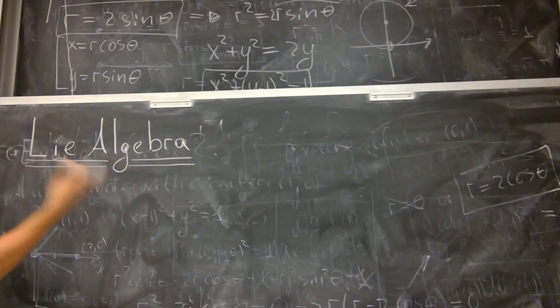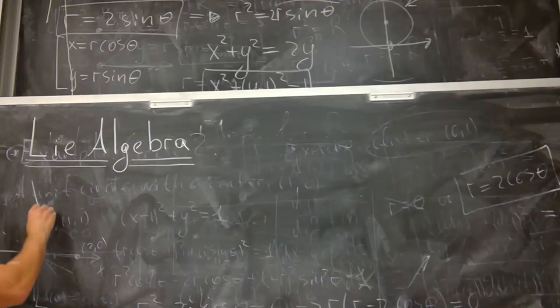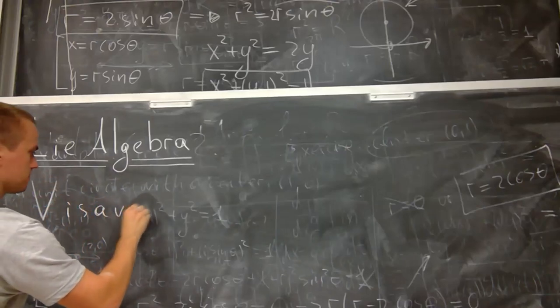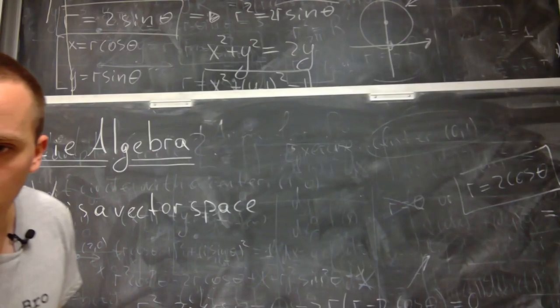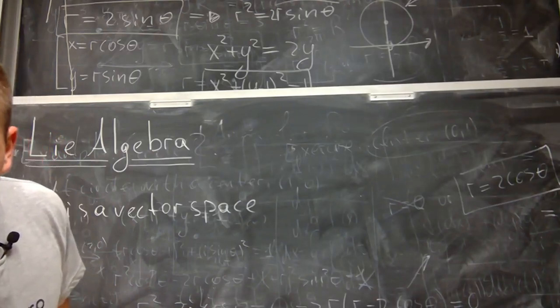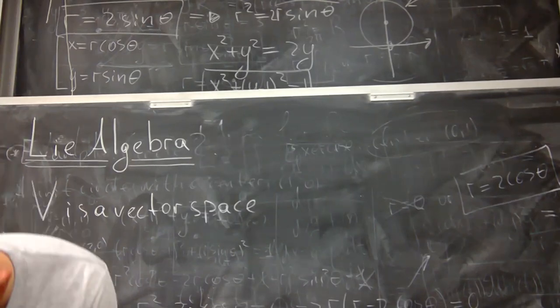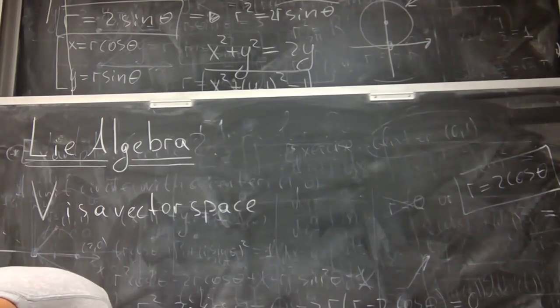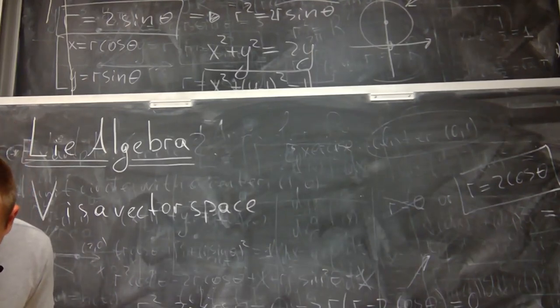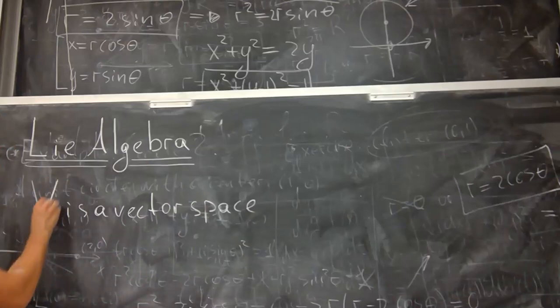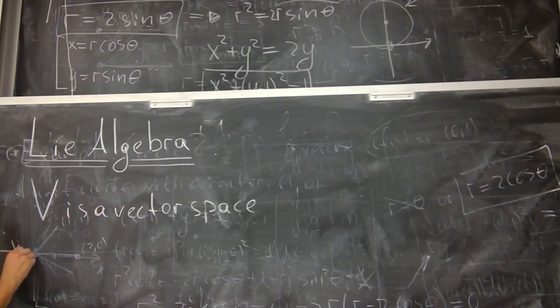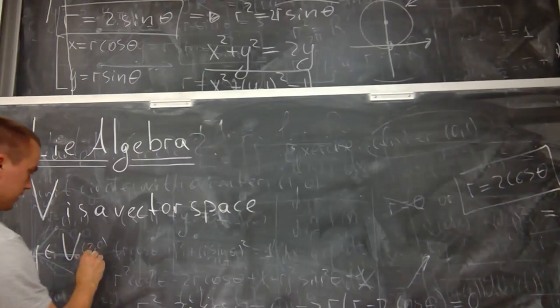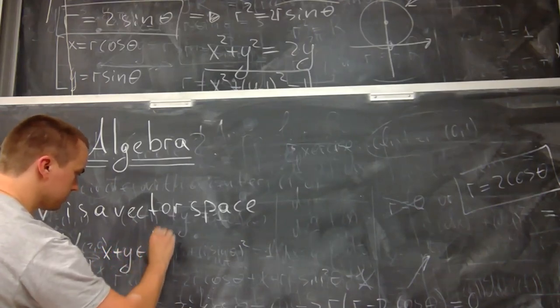Like Lie algebra. So what is a Lie algebra? So the idea is if we're given a vector space V, and I want to explain what is the algebra. So what does it mean that I have a vector space? If I take two elements in my vector space, then I have a vector addition, and it means the sum of these two elements will belong to the vector space.